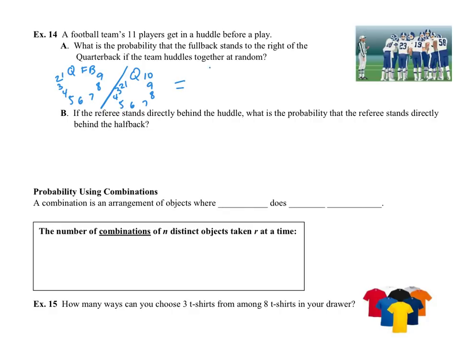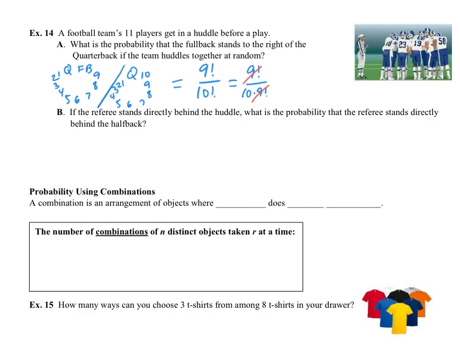So that means there are 9 factorial ways that the fullback could be standing next to the quarterback out of 10 factorial ways of lining up with the quarterback in the circle. So 9 factorial over 10 factorial would be 9 factorial over 10 times 9 factorial. So we can cancel the 9 factorial, and we get 1 out of 10. So if there's no fixed reference point, the probability that if they get in a huddle the fullback stands next to the quarterback can happen 1 out of 10 ways.